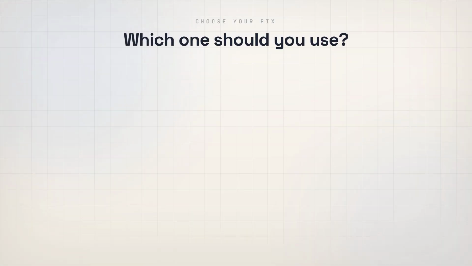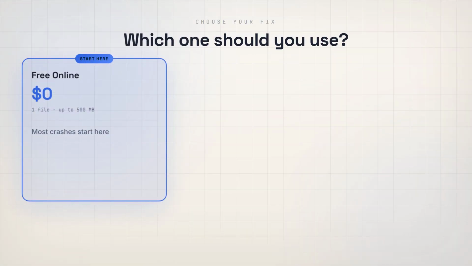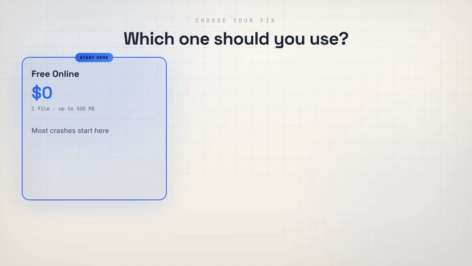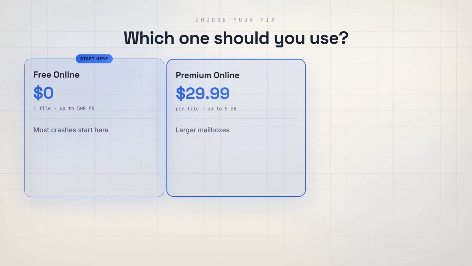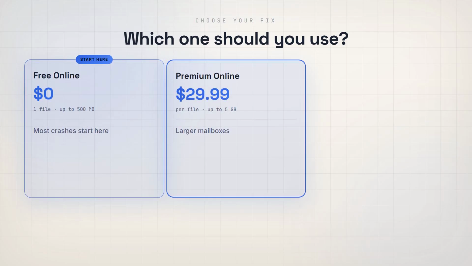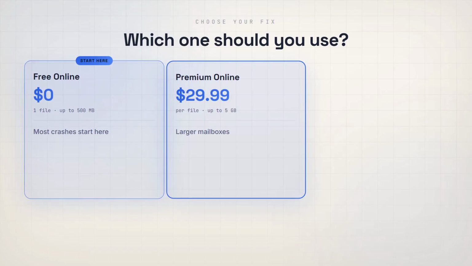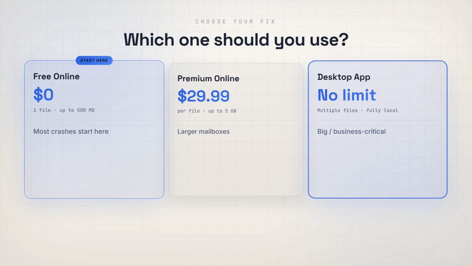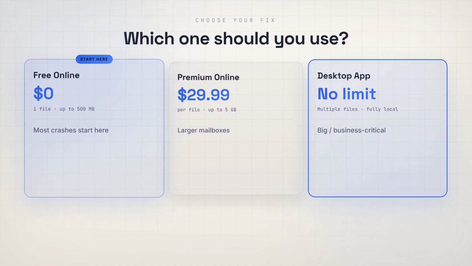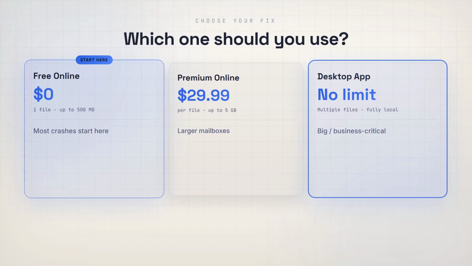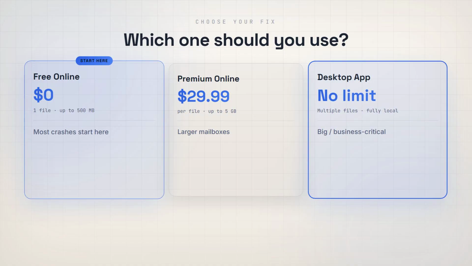So which do you need? If your file is under 500 megabytes, the free online plan will likely fix it. For a larger file up to 5 gigabytes, the premium online plan is $29.99 per file. And if it's a big, business-critical mailbox, or the kind of corruption that's crashing Outlook hard, go straight to the desktop software. No size limit, multiple files, fully local.